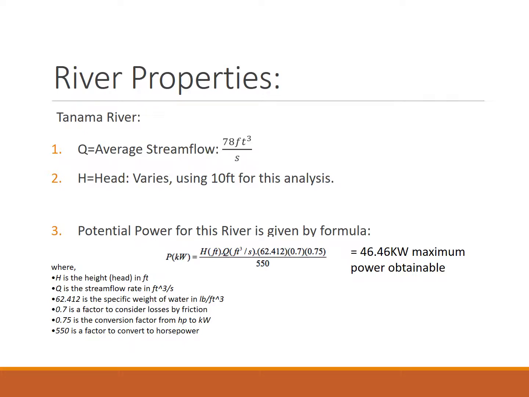The potential power for this river is given by the formula below. It's basically a way of accounting for the specific weight of water, which is the 62.412 that we're seeing, and 0.7 is friction losses, 0.75 is a conversion factor from horsepower to kilowatts. So we're translating everything into kilowatts, and our H, the head, and our Q, the average stream flow, are the values that we can adjust. When we perform the math, we obtain that the maximum power obtainable from this specific river is 46.46 kilowatts.